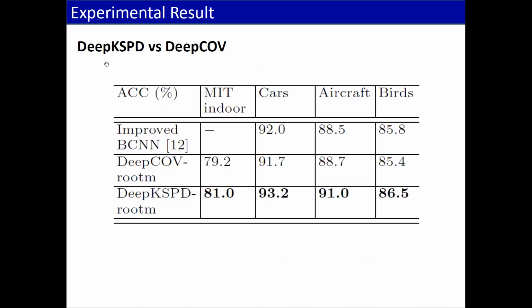We also compare deep KSPD versus deep COV to show whether we really need the kernel matrix-based feature representation in deep neural networks versus the covariance matrix. Again, we can see that even if we put either a covariance matrix or a kernel matrix into deep learning and learn them in an end-to-end manner, we still obtain better performance with the kernel-based one. That means extracting the nonlinear relationship between different feature channels is still important in deep neural networks.